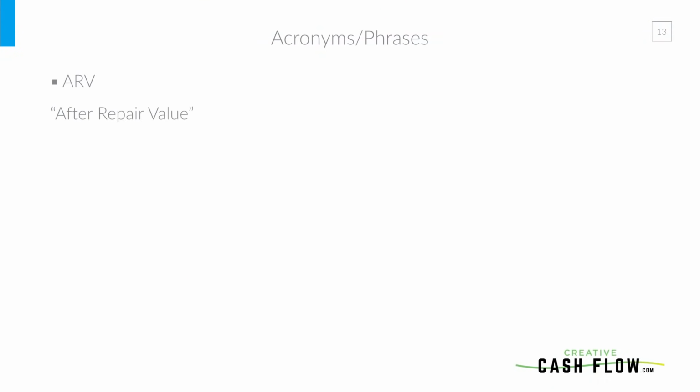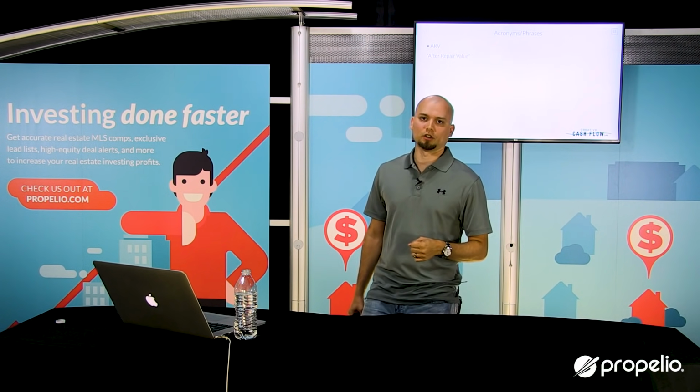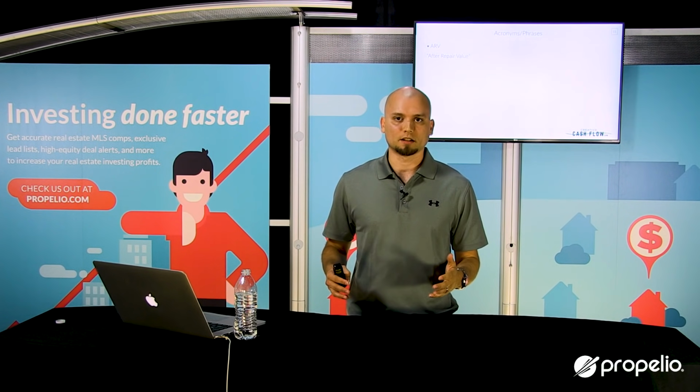ARV, it's a pretty basic one, after repair value, okay? Your house right now that you're looking at, you just got a lead on it, it's in torn up shape. It needs $25,000 worth of work. But what if you put that $25,000 in? What's it going to be worth at that point in time? That's what ARV is, okay? After it's been fixed up, what will it then be worth? We base everything in our world off of ARV, sometimes rental comps.